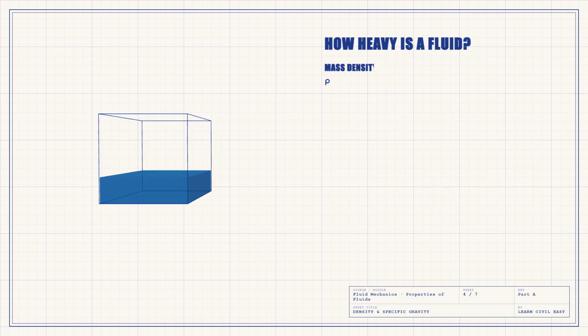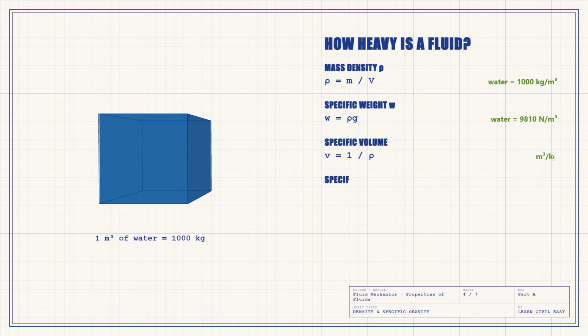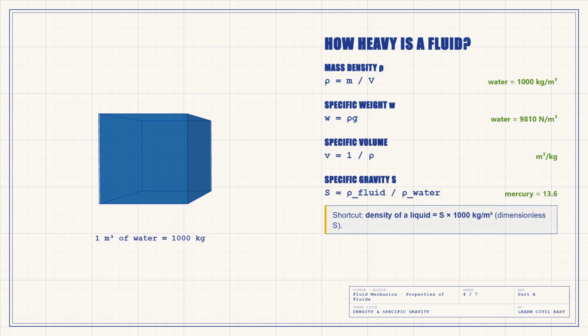Our first family of properties is about how heavy a fluid is. Mass density, rho, is mass per unit volume. For water, that is 1000 kilograms per cubic meter. Specific weight is weight per unit volume, which is rho times g. For water, about 9800 newtons per cubic meter.